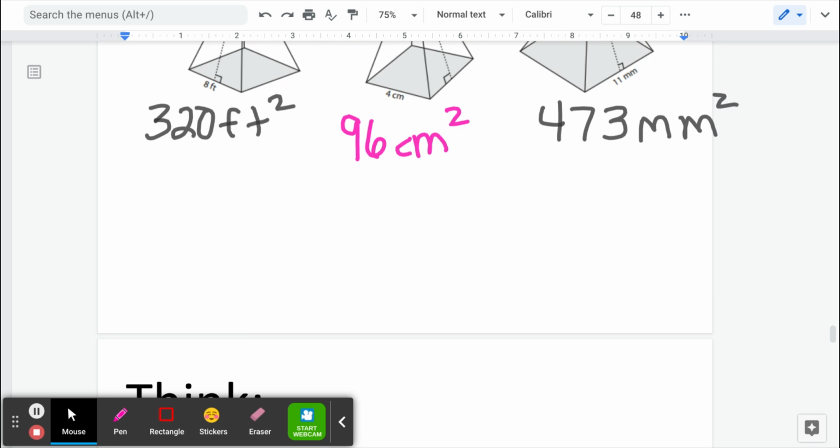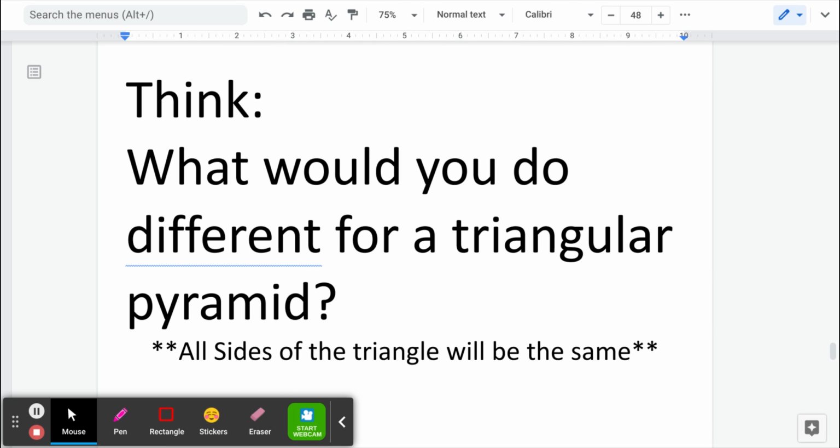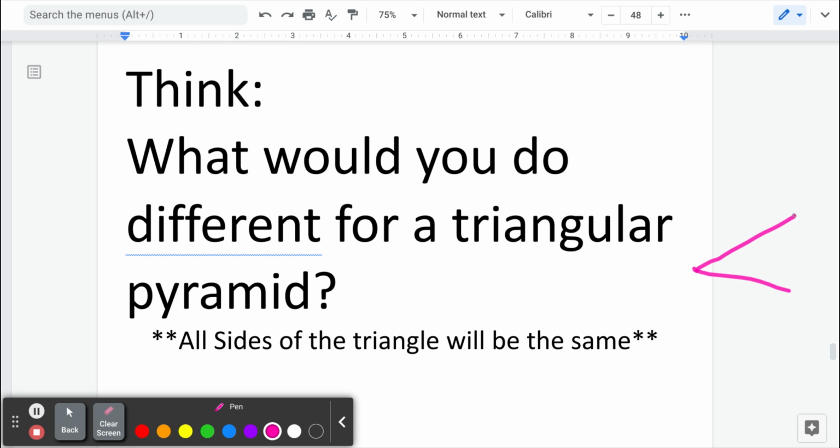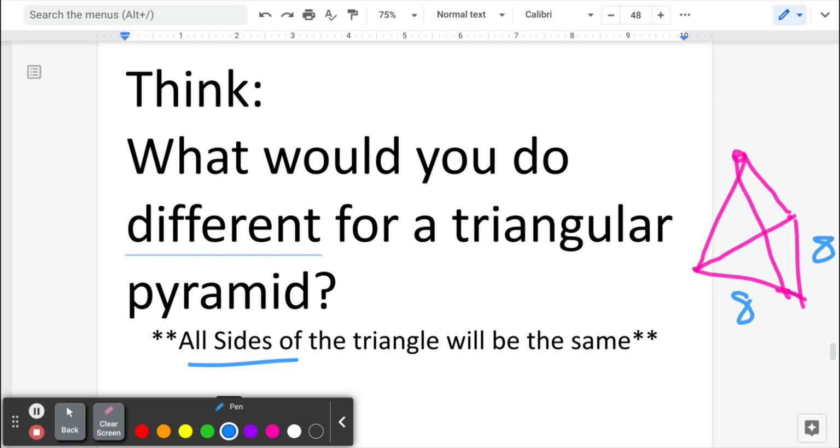Let's go ahead and move on to what would you do differently for a triangular pyramid? So remember, a triangular pyramid means that you have a triangle here on the bottom, and then they all have triangles going up to the top as well. So instead of your bottom or your base being a square, now it's a triangle. It does say here that all sides of the triangle will be the same. So if this side is 8, this side is 8, that back side is 8 as well.